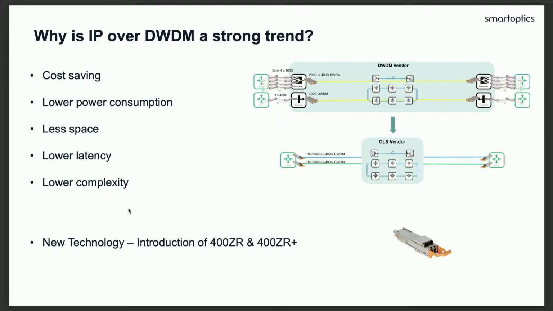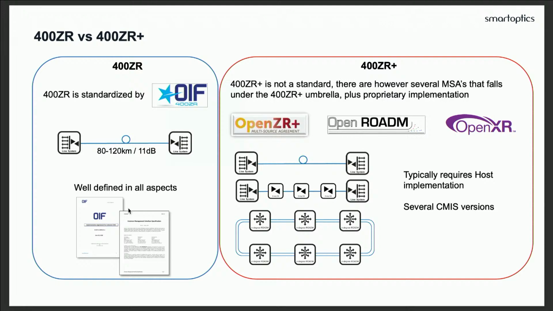So that's what we're seeing right now. And with these standards, I mean, there are also some challenges coming. So one is 400 gig ZR, an OIF standard, which has been developed more or less for data center interconnect. So it's well-defined in all aspects with regards to distance, optical power levels, interfaces, and so on.